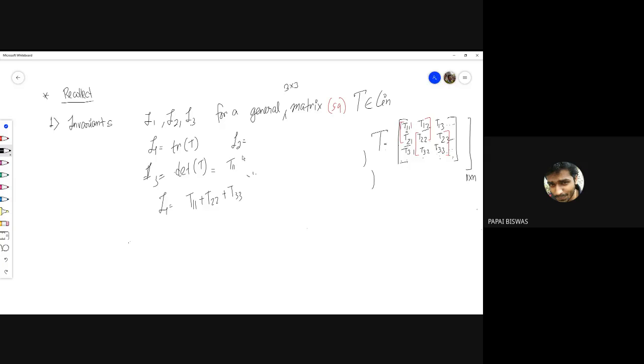I3 I haven't worked out now, I have worked out I2. Okay. So you have the expression for I2, right? And how much is I2 again? T11 into T22 plus T22 into T33 plus T33 into T11, minus T12 into T21, minus T23 into T32, minus T31 into T13. This one, right? Yes sir.